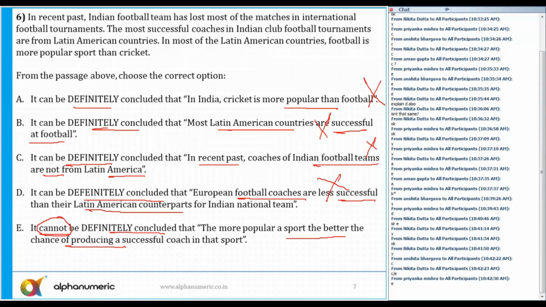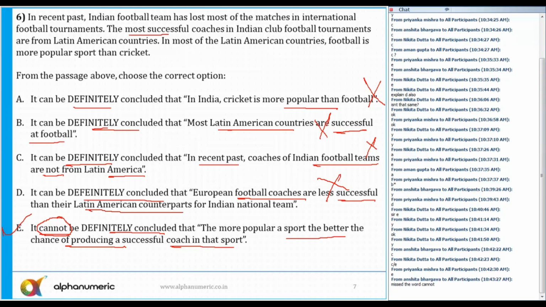C is not right. You can definitely conclude that in the recent past, coaches of Indian football teams are not from Latin America. How can you say that? He's telling you the most successful coaches in Indian club football tournaments are from Latin American countries. And over here, you are saying they are not from Latin American countries. So you just missed that word cannot, and that is why you could not answer this question. Otherwise, this was a very, very easy question.